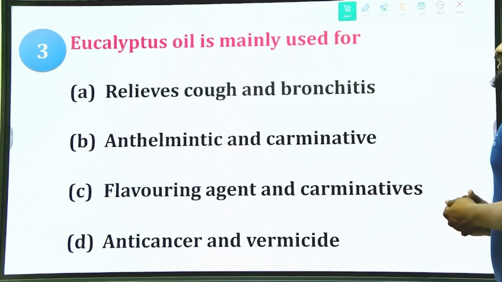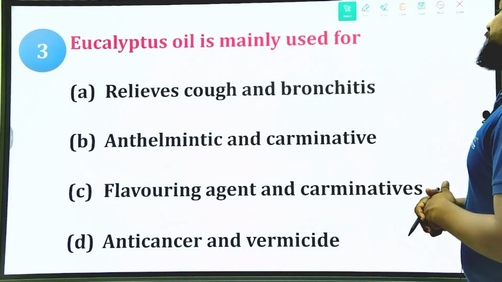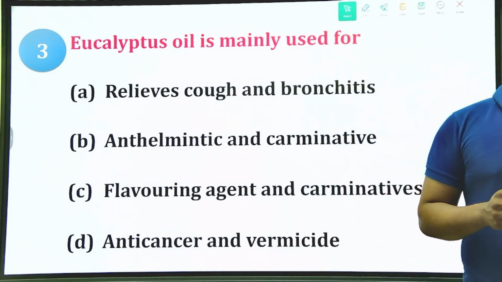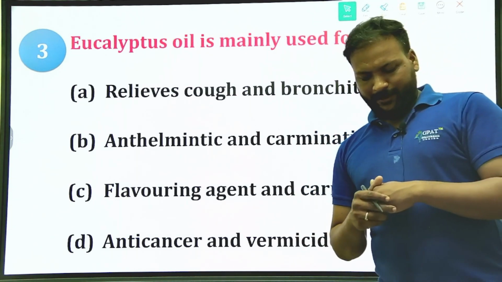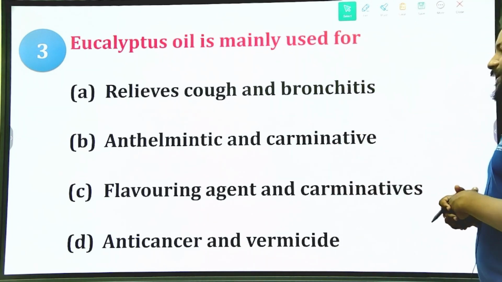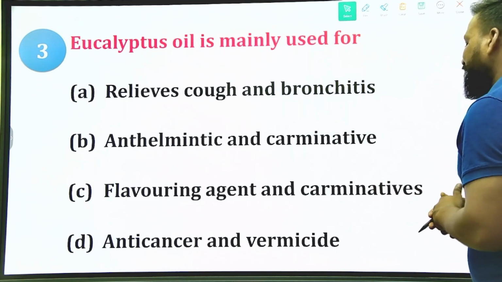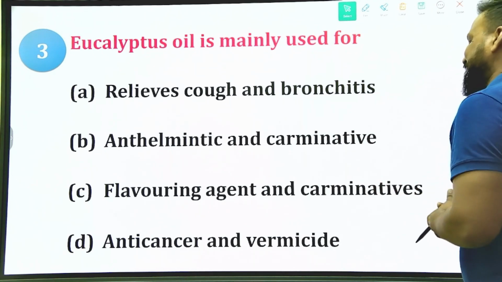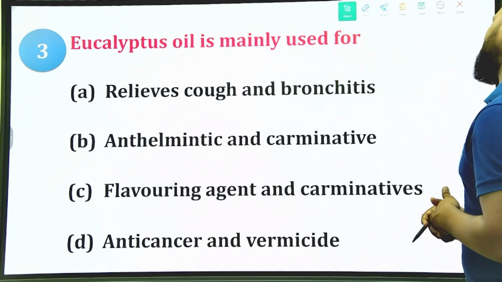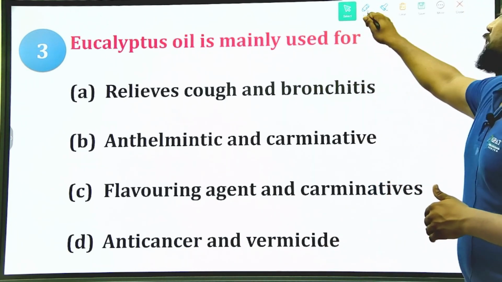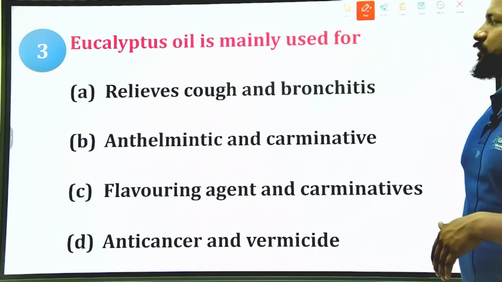The next question of this series: eucalyptus oil is mainly used for what? Option A, it relieves cough and bronchitis. B, anthelmintic and carminative. C, flavouring agent and carminative. And D, anticancer and vermicide. So what is the answer? Please, if you know the answer, just comment under the comment section.